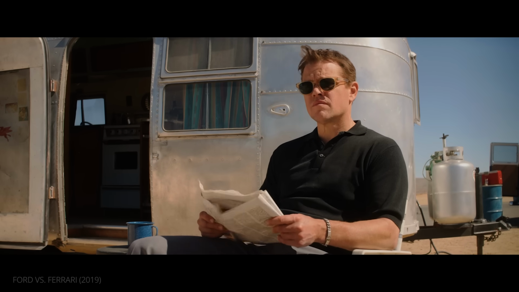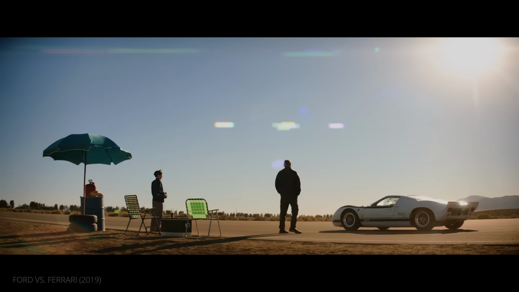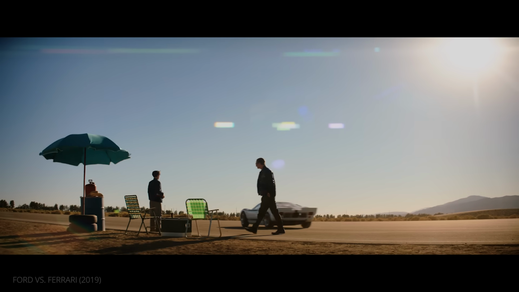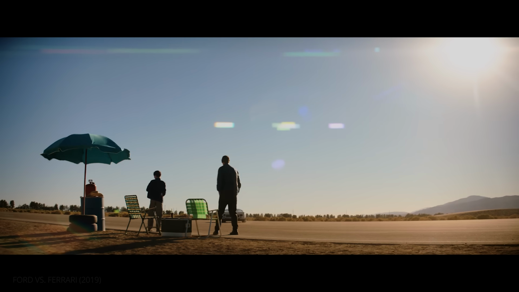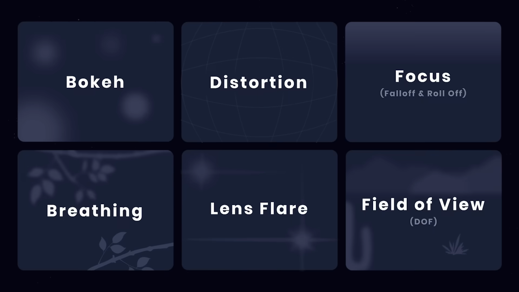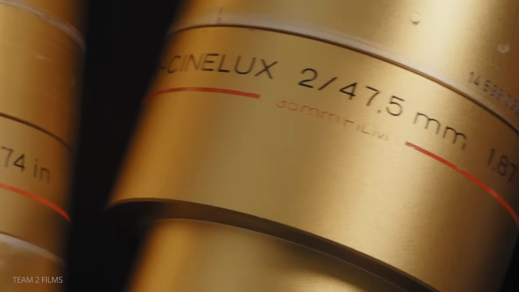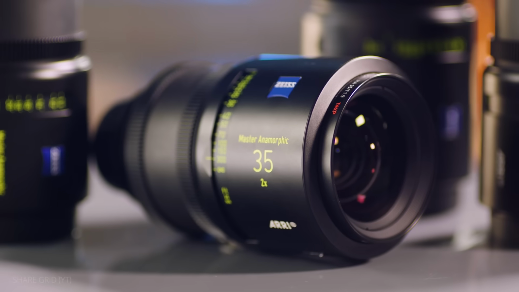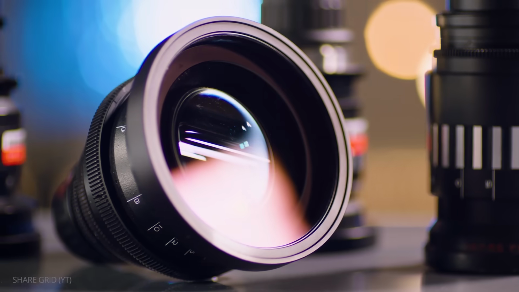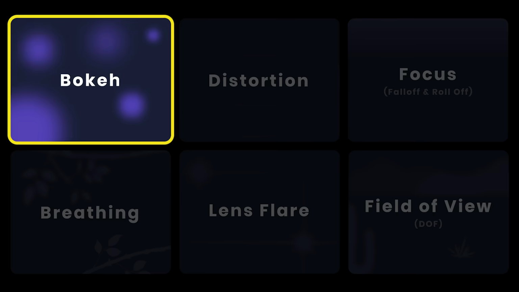Depending on the manufacturer and the squeeze factor, the artifacts and distortions we attribute to the anamorphic lens will be more or less pronounced. Now, there are 6 main differences between the visual characteristics of anamorphic and spherical lenses. It should be noted here that the visual characteristics can vary between lens manufacturers. First up, bokeh.